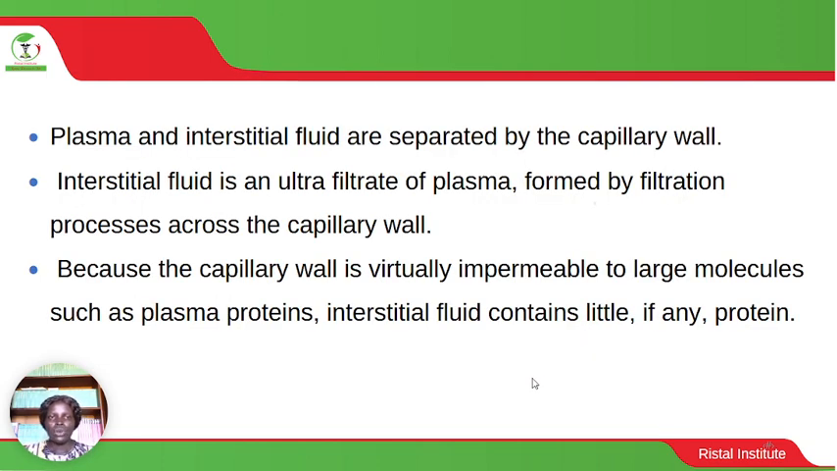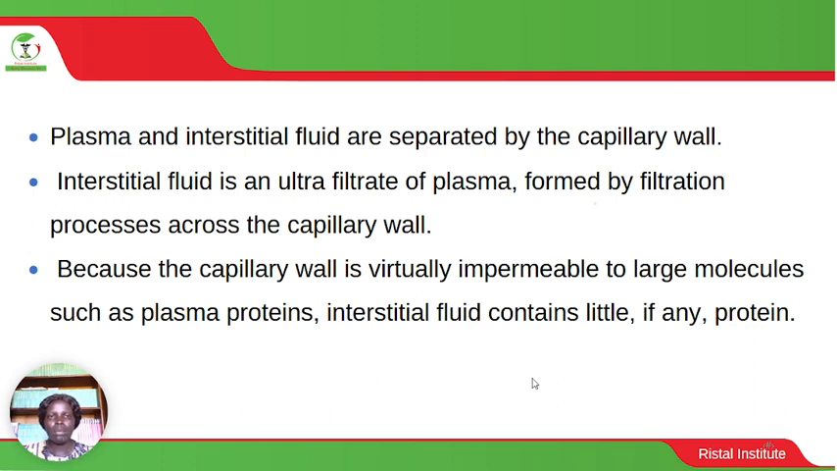Plasma and interstitial fluid are separated by the capillary wall. So between the plasma and the interstitial fluid, we have what is called the capillary wall. This capillary wall is very important for filtration. It offers what is called ultrafiltration, so it allows certain components, or substances, to pass through, to cross over into the cell.